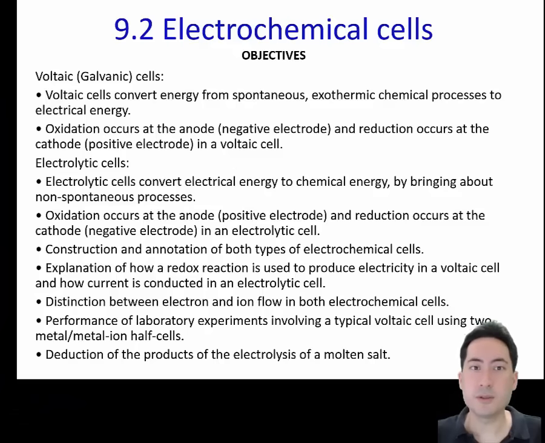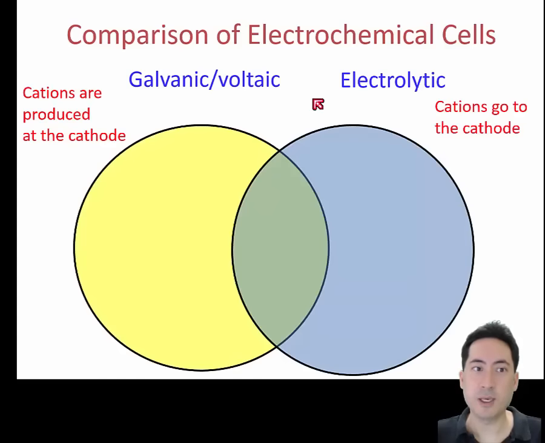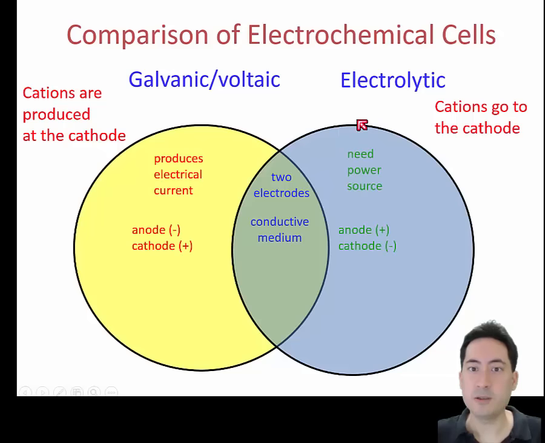Welcome to lesson 9.2, electrochemical cells. This is where we'll look at galvanic and electrolytic cells. So first of all, voltaic or galvanic cells or batteries. Let's have a look at the comparison between the two. They can be quite confusing because one is producing electricity and one is using electricity.